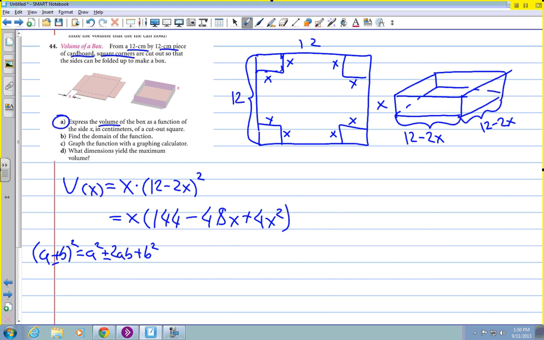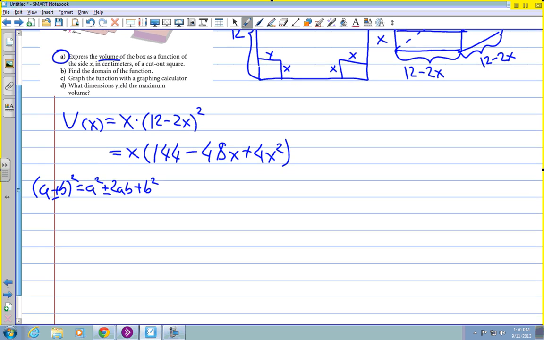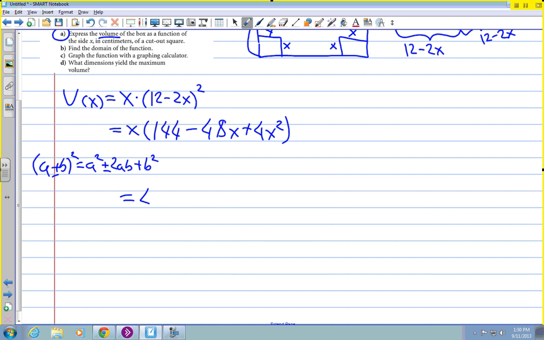So when you're squaring a sum or difference, there's always a double product in the middle. So then if you distribute the x, now you'll get 4x cubed minus 48x squared plus 144x. So this is what it looks like if you expand it.